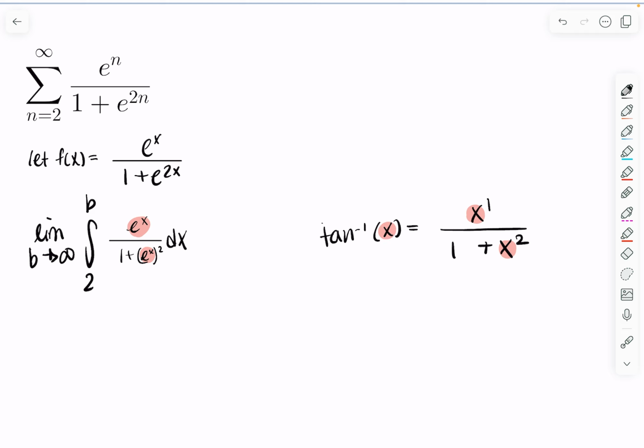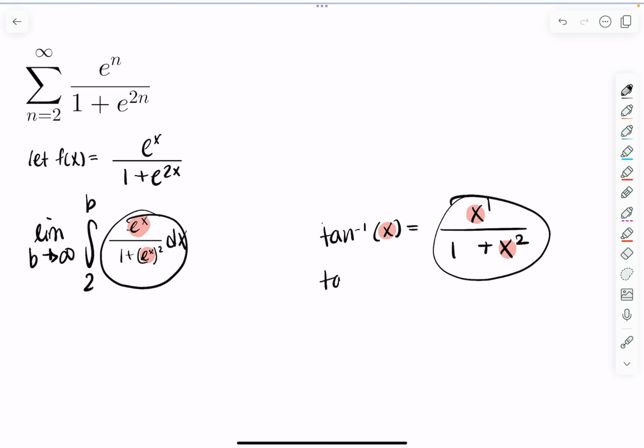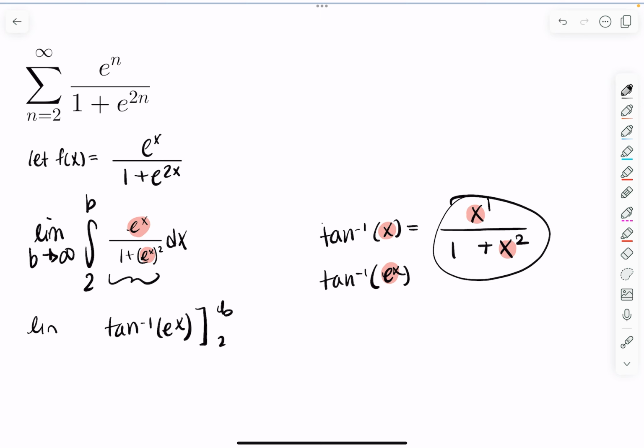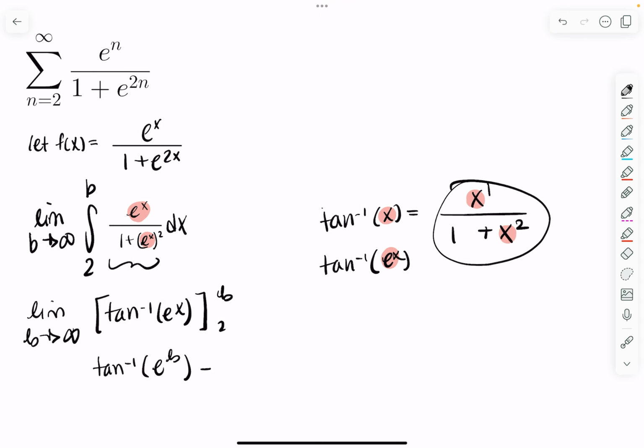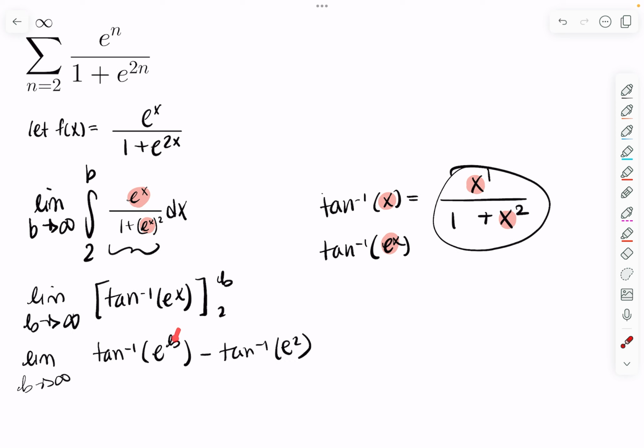And so essentially this here came from tan inverse of your x, which was e to the x. So the antiderivative of this is just tan inverse of e to the x, or arctangent, however you want to say it. That's being evaluated from 2 to b, and we're still taking the limit as b approaches infinity. Then you plug in, so tan inverse of that minus tan inverse of e to the 2. And then this really ends up as e to the infinity because b is approaching infinity, but then e to the infinity, that's still infinity.